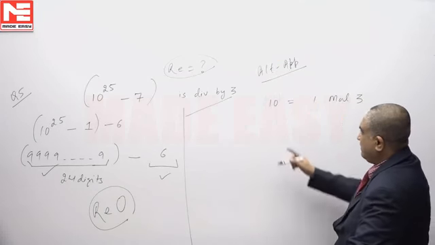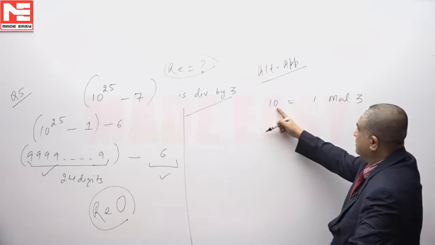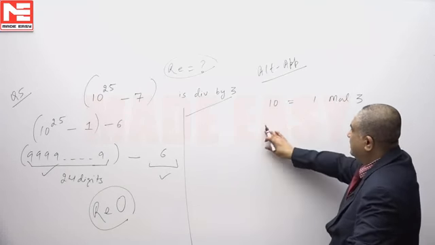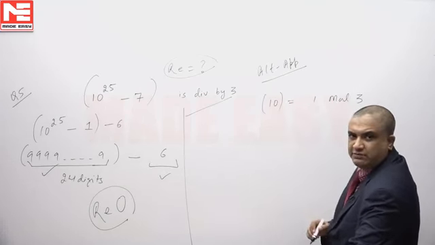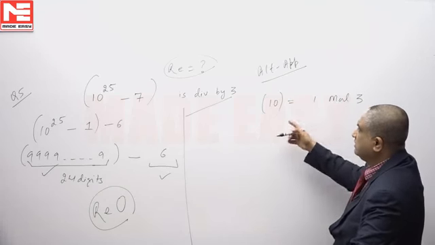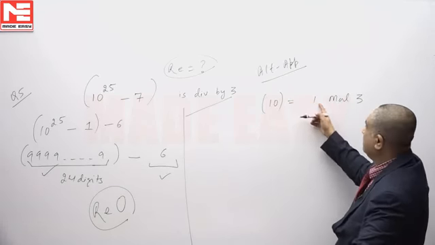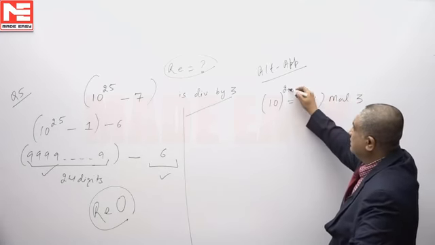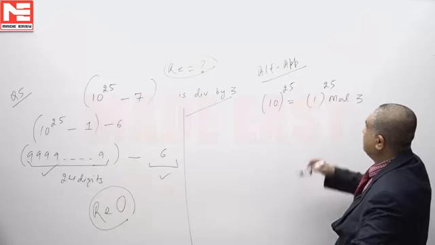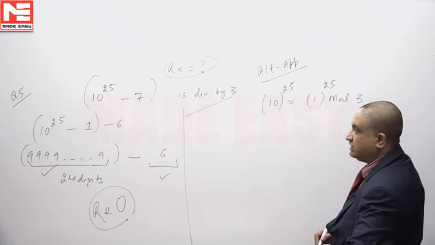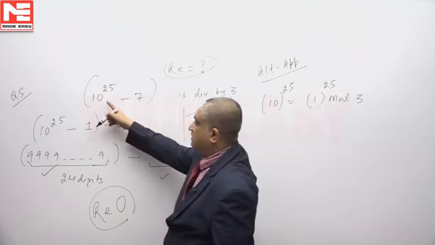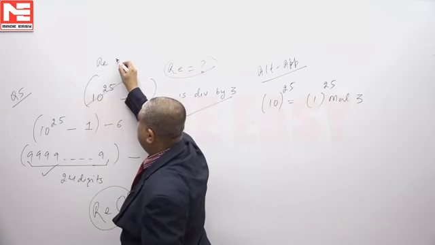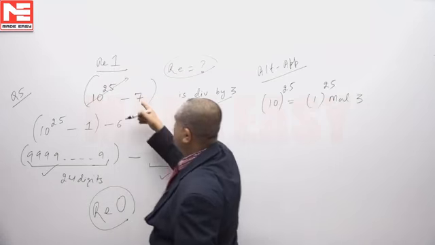10 can be written as 1 mod 3, and any power of 10 will also be equal to 1 mod 3. 10 raised to the power 25 will be equal to 1 mod 3. So for 10 raised to the power 25, the remainder is 1.